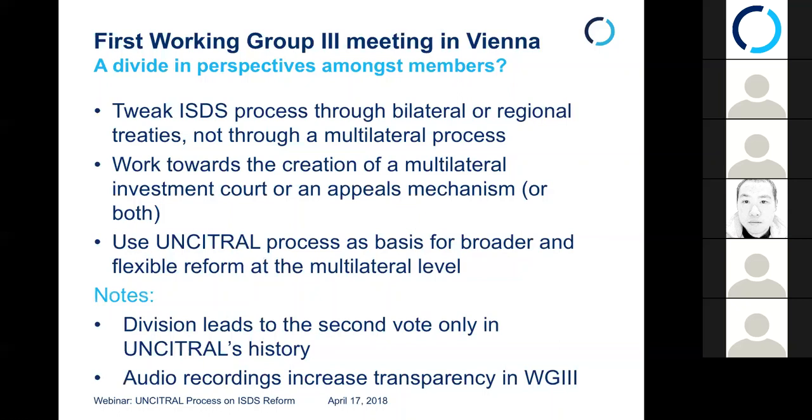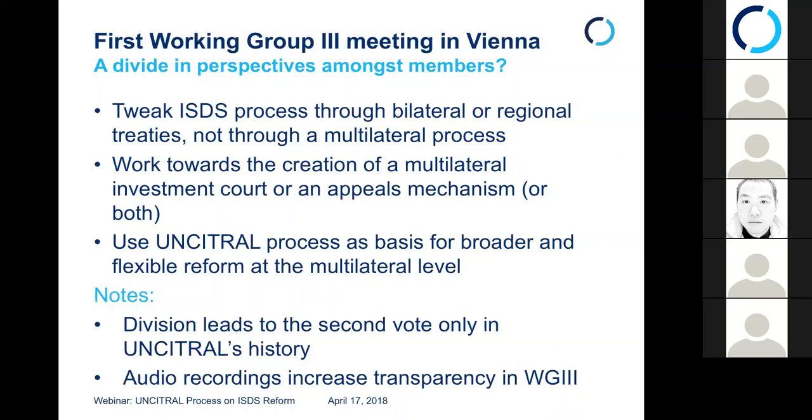The third group is somewhere in between. They would like to use the UNCITRAL process for a broader and more flexible reform at the multilateral level. So here, the ultimate idea from many of these is perhaps not at this stage a multilateral court, but they are interested in multilateral solutions and also thinking more creatively and perhaps beyond ISDS about reform.